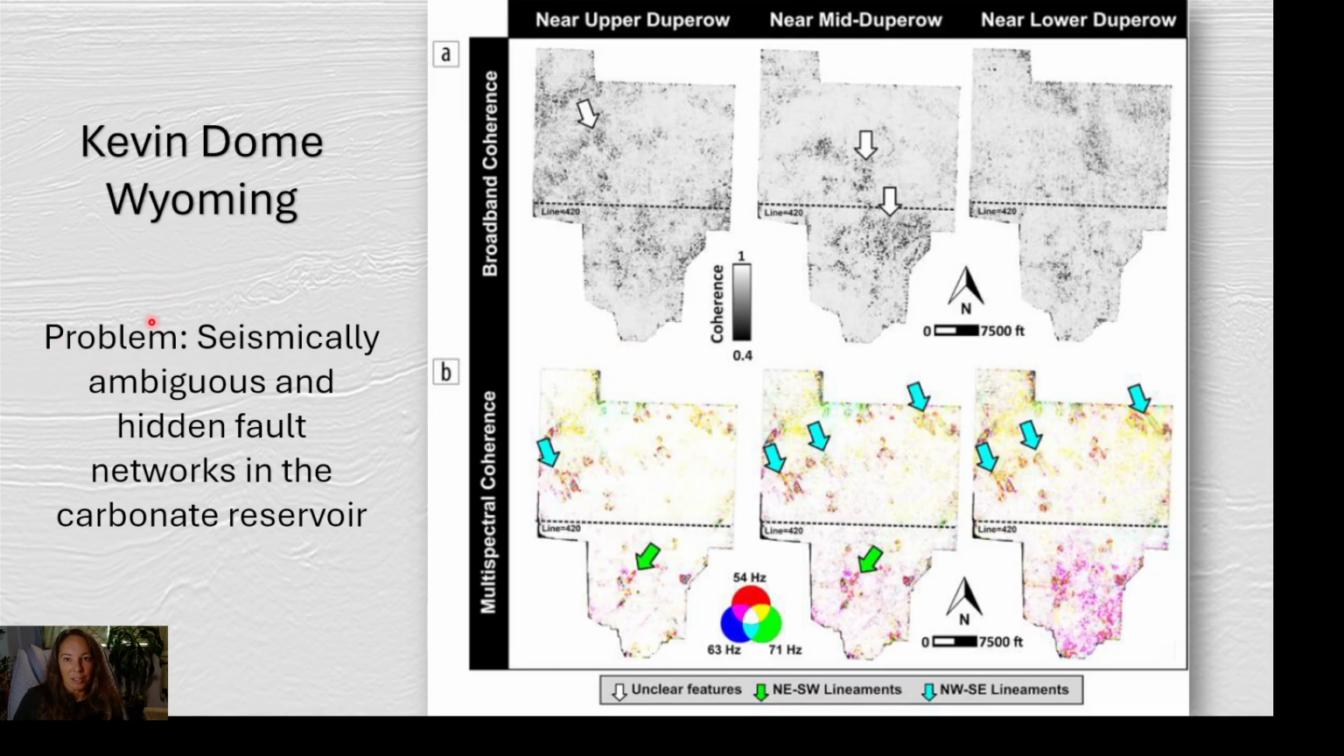Here we've got the Kevin Dome, a couple of different horizons that have been picked out. So in the upper Duperow Formation, the upper portion, the mid portion, and then the lower portion. And just looking at a comparison between the broadband coherence in this upper part and kind of the grayscale, and then the multispectral coherence, where she focused in around 63, 54, and 71 hertz, and she's using that RGB blending. And so some of the features that are pointed out with these arrows are some previously unseen kind of karstic features and potential fault lineaments in this carbonate reservoir.